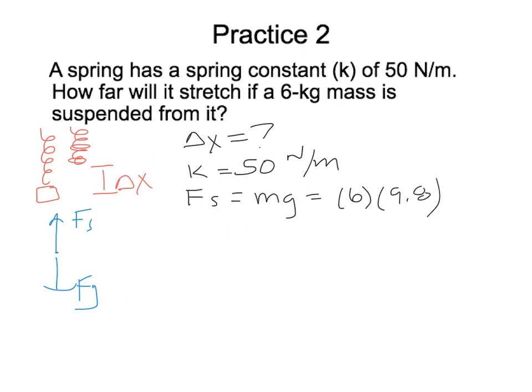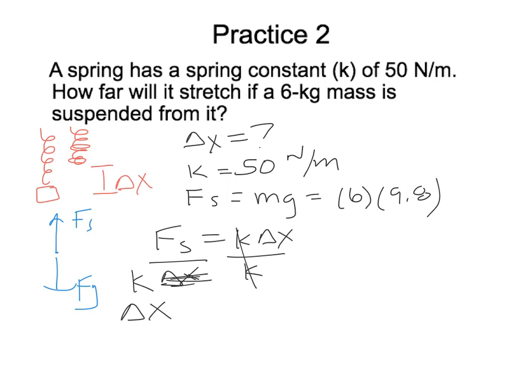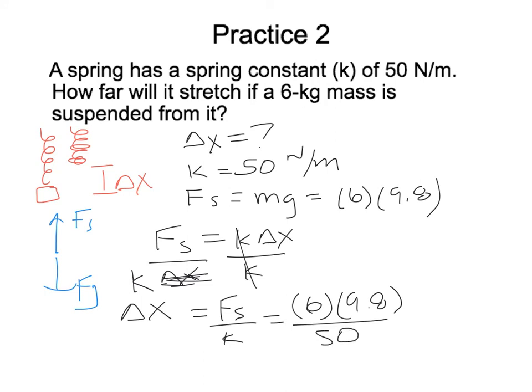Okay, so let's write our equation. F of S is equal to K delta X. And when we solve for delta X, delta X is equal to spring force over K, which gives us 6 times 9.8 divided by 50. When you plug this in your calculator, you should get a delta X of 1.176. Let's go ahead and round it, so 1.18 meters.